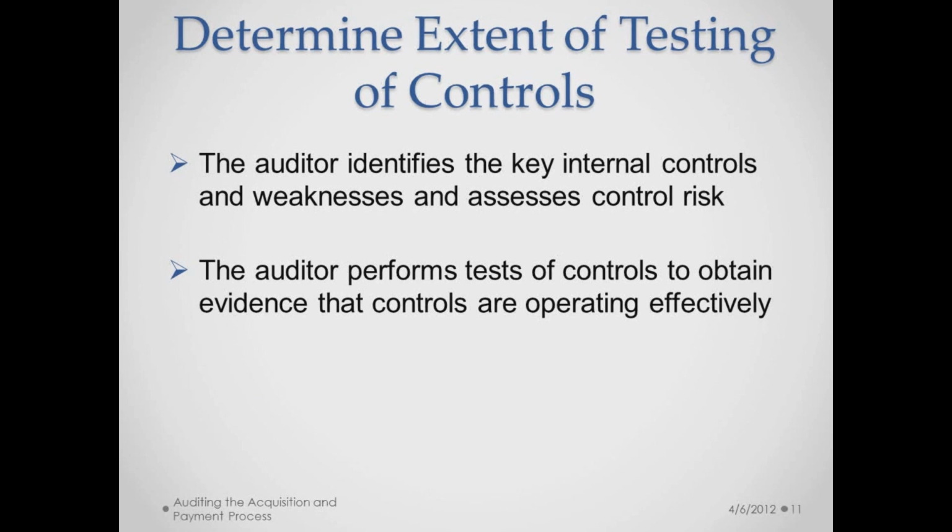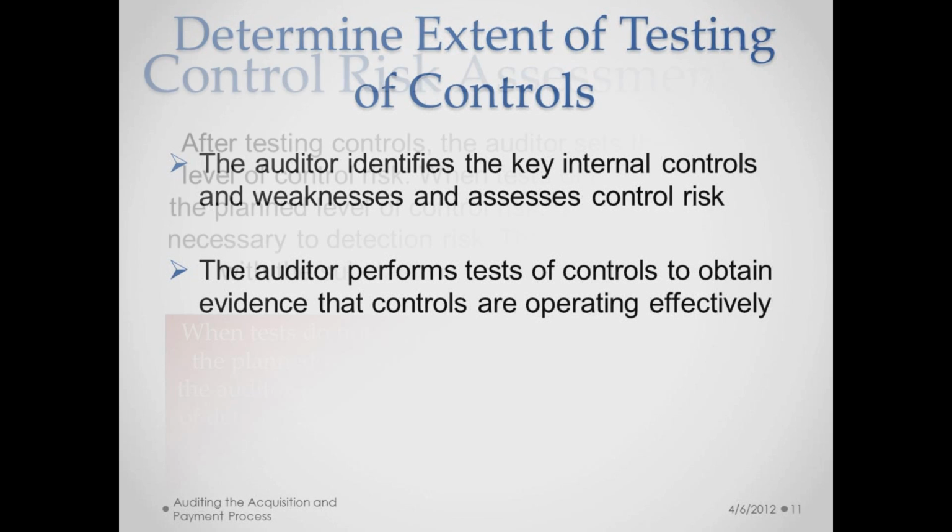The auditor, again, is going to identify what the key internal controls are for the acquisition and payment cycle, and then determine whether or not there are any weaknesses in those key controls. And the way to do that is to perform testing of internal controls to ensure that they're operating effectively.